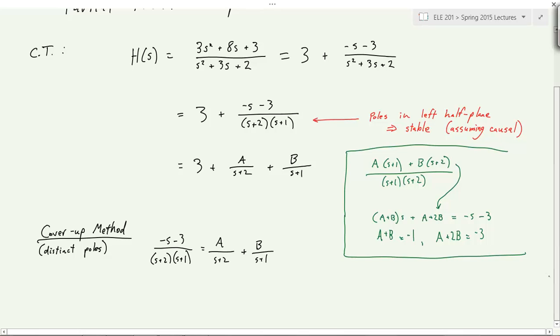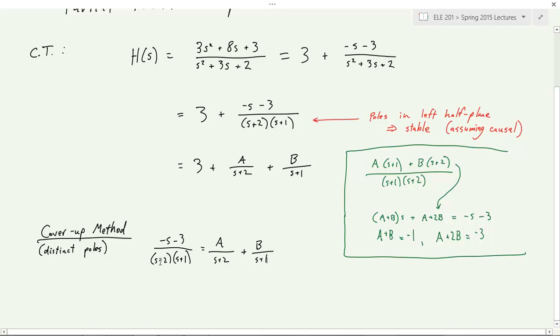Now what you do is you say, I want to find A. A goes with s plus 2. So I'm going to cover up s plus 2 in the denominator here, and I'm going to plug in the value of s that would make that term 0. So I'm going to plug in s equals negative 2. Cover this up, meaning ignore it. Should have a big fat hand over that part. And plug in s equals negative 2.